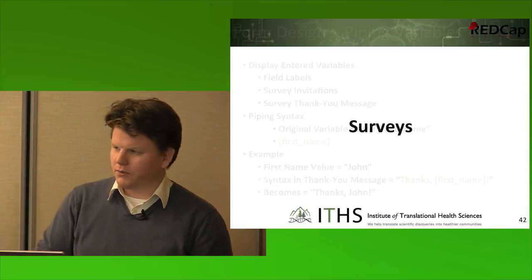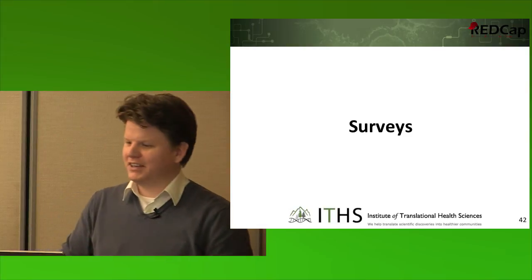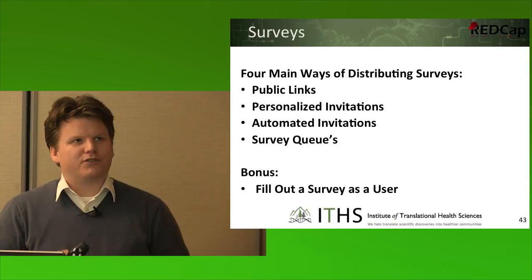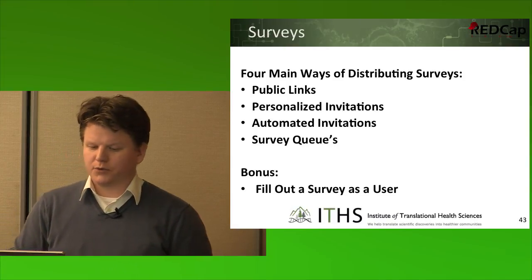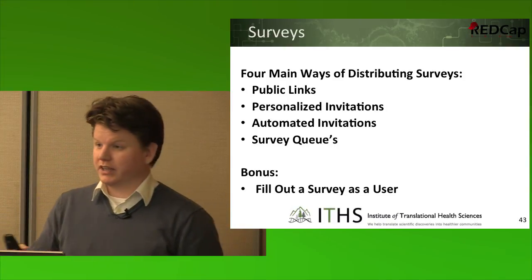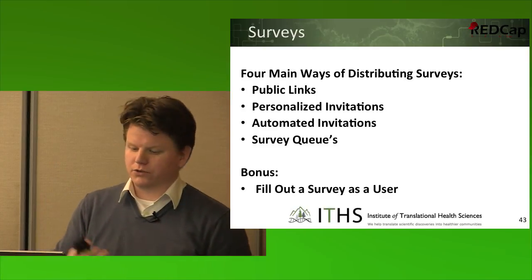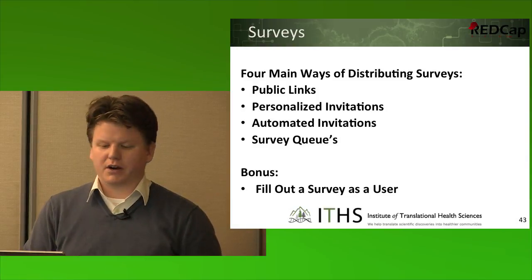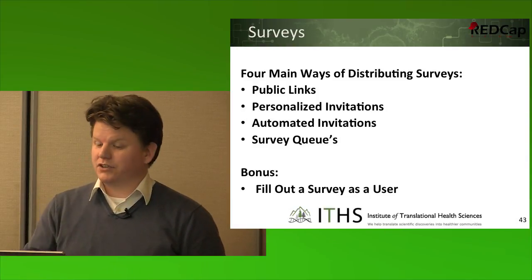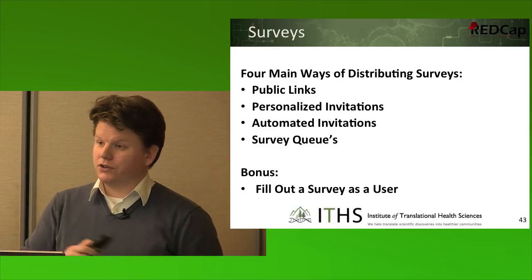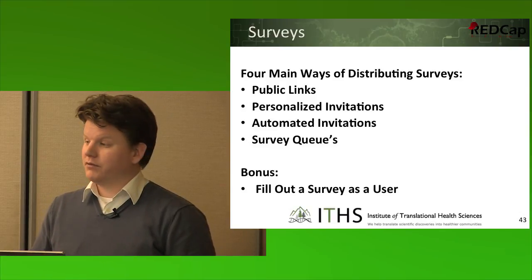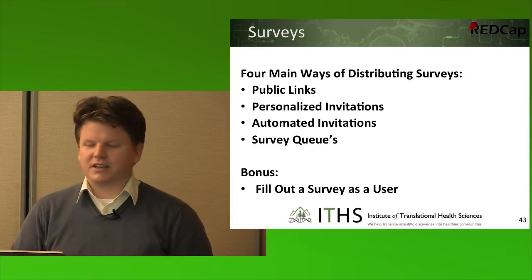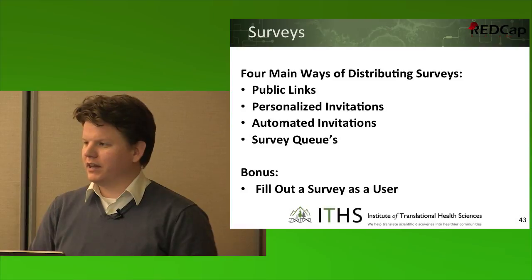Okay, surveys. Who here wants to work with surveys? Everybody, yay, that's usually the case. So there are 4 main ways of distributing surveys. Public links, which are just links that you can fill out multiple times, or through QR codes. Personalized invitations, similar to public links, you start with a record, however you send somebody an initial email. Automatic invitations, which you usually use to send follow-up survey invitations after they've created a record, and survey queues. As an added bonus, you can also fill out any survey as a normal user.